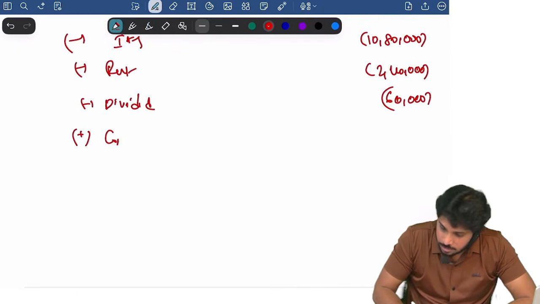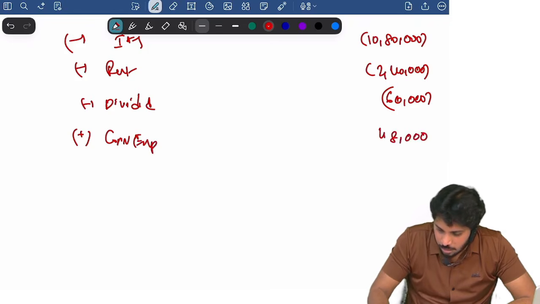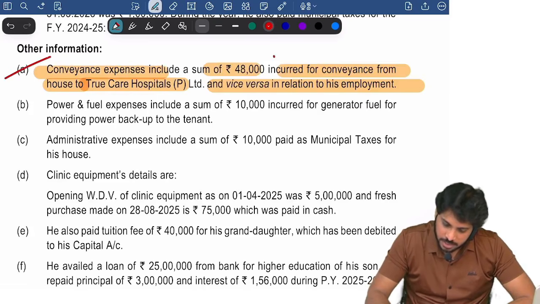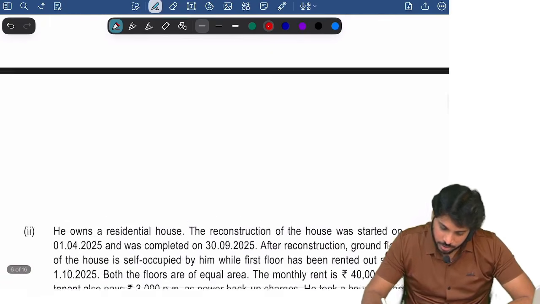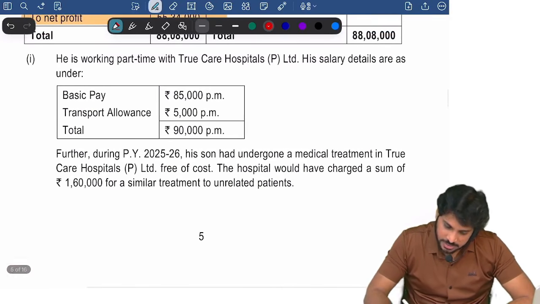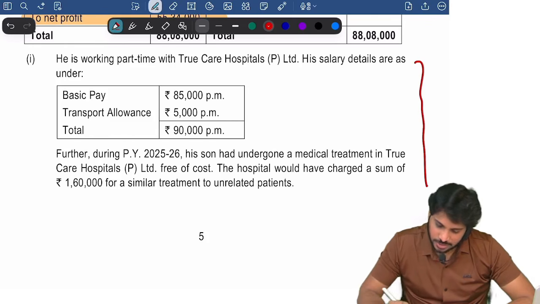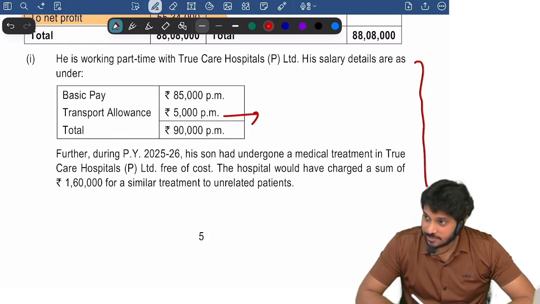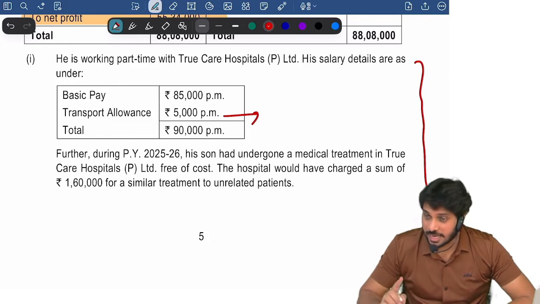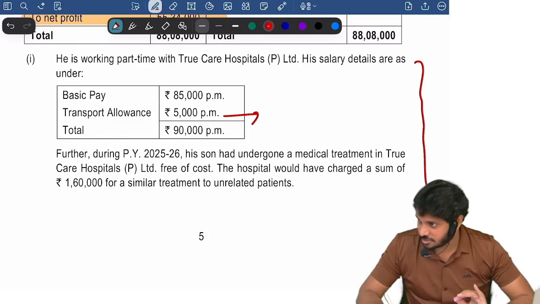Everyone? Conveyance expense. How much more? 48,000. But remember this amount, because here they might have given conveyance allowance. Okay, conveyance allowance is not there here, no problem. Here they have not given conveyance allowance. Transport allowance they give. Don't confuse it with conveyance allowance. I told you, travel allowance, conveyance allowance, transport allowance, daily allowance. These are all different. Okay, next.